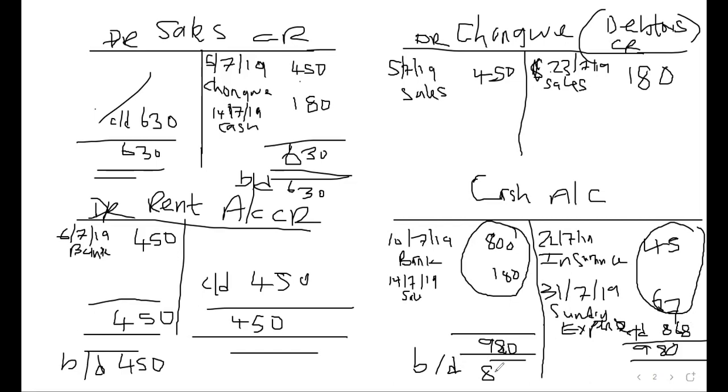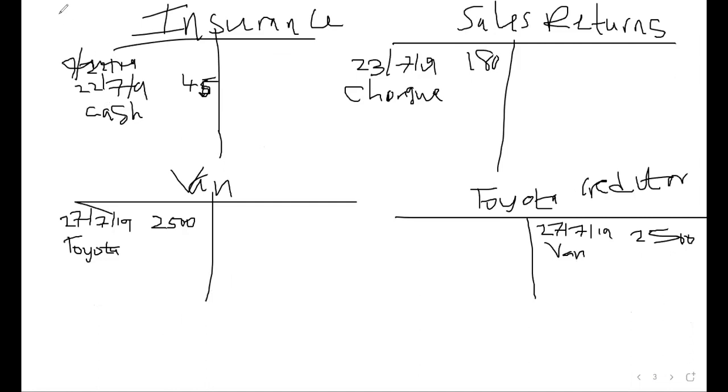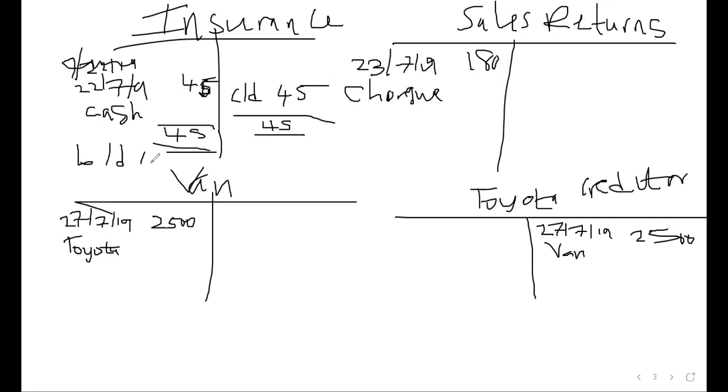So from the 980 that we had, we paid for some other things. That's why we still have a debit. We paid for insurance and sundry expenses. Okay, so we move on to the other one. Our insurance is 45. Even here 45. So put 45. Carried down 45. Brought down 45.